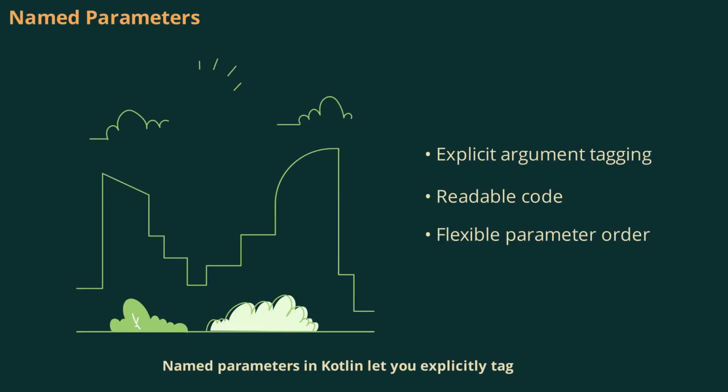Named parameters in Kotlin let you explicitly tag arguments by their parameter names when calling functions. This results in highly readable code and allows parameters to be passed out of order. Named parameters enhance clarity and reduce errors, making your function calls more understandable and maintainable.